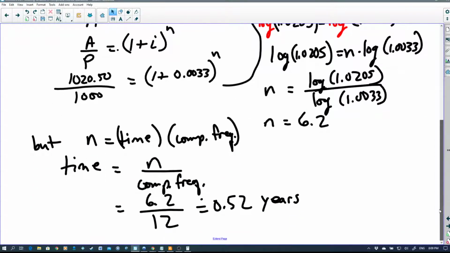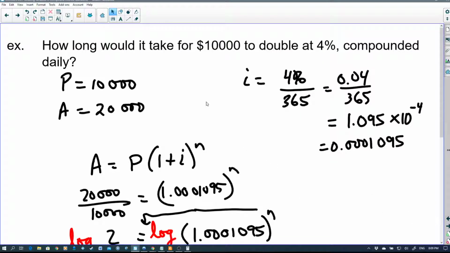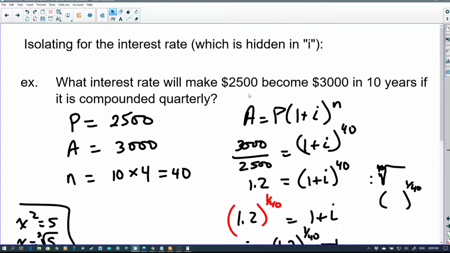Once we've done that, we have the extra issue of understanding that your n value contains time, but it's time times the compounding frequency, meaning we have to divide by the compounding frequency to be able to get our final amount in years. For this one, it was the exact same one as the previous one, so I'm just going to skip that one. The last type is what happens if we're looking for the interest rate.